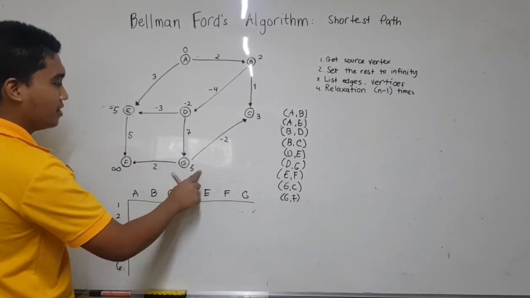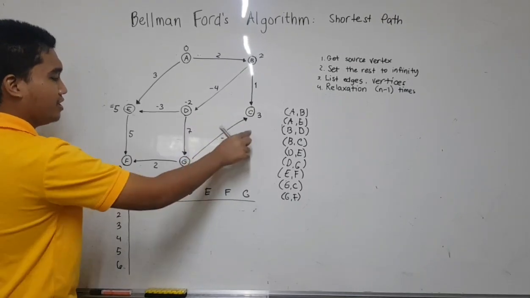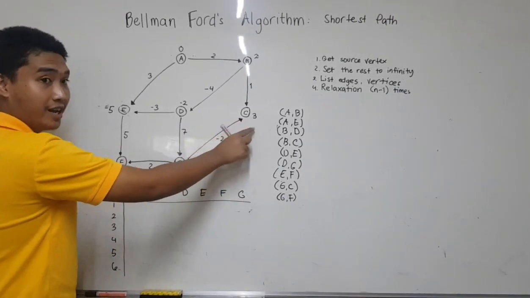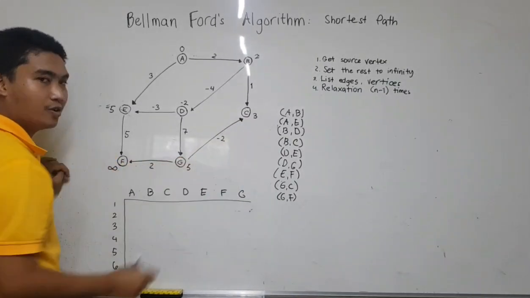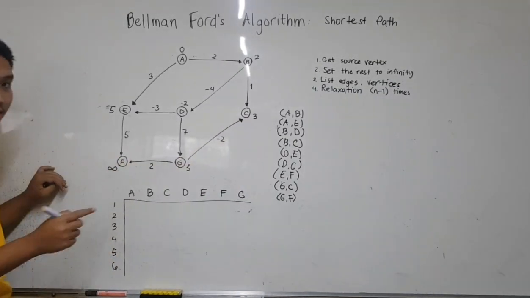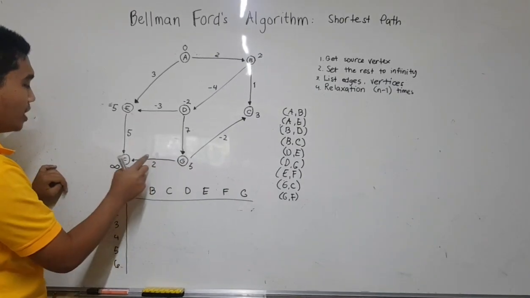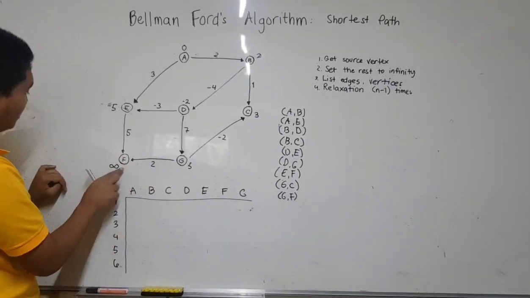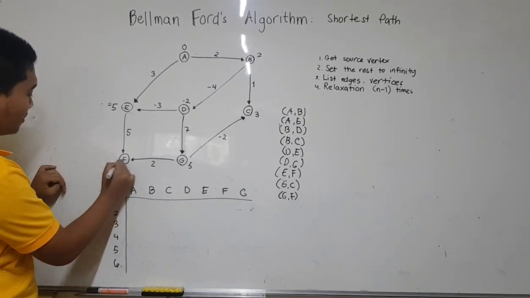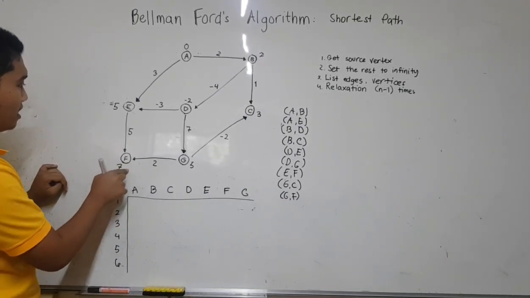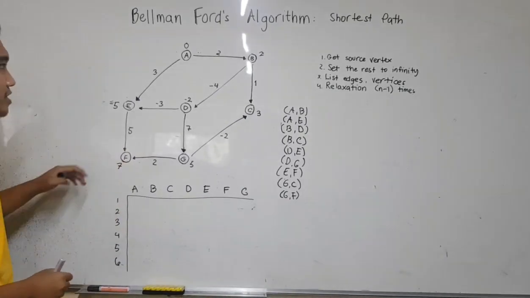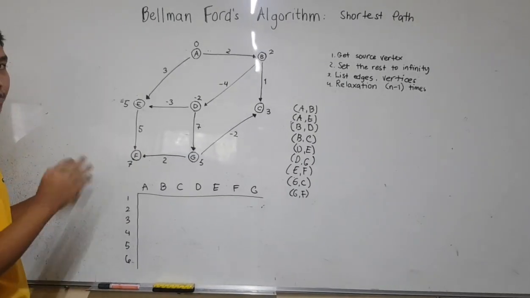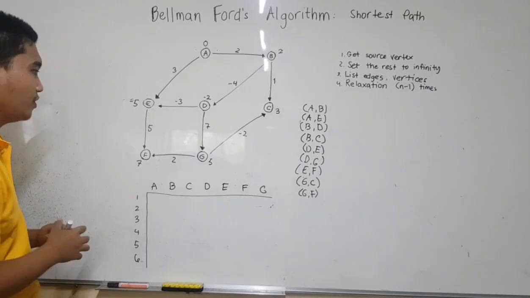Next is G to C. G to C is 5 minus 2. 5 minus 2 is 3. It's already 3, so no change. And lastly, 5 plus 2, so 5 plus 2 is 7. So change that to 7. And then that's it. So we basically change all of the infinity values into their own shortest value. So that is the first iteration.